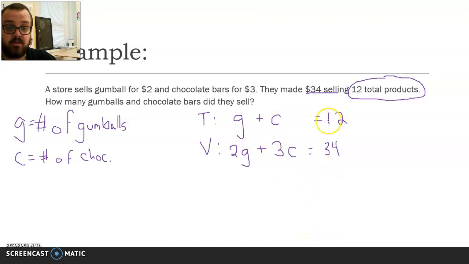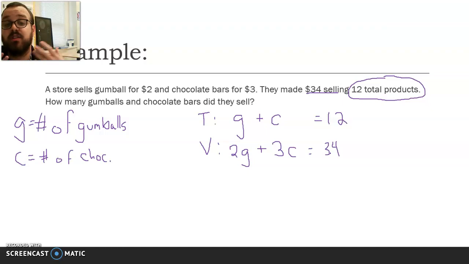So G plus C equals 12, 2G plus 3C equals 34. We now have a system that we can solve. We have a total equation, we have a value equation, we now can go ahead and solve. And you can choose how to solve this either way you'd like to. You can either use substitution or you can use elimination.